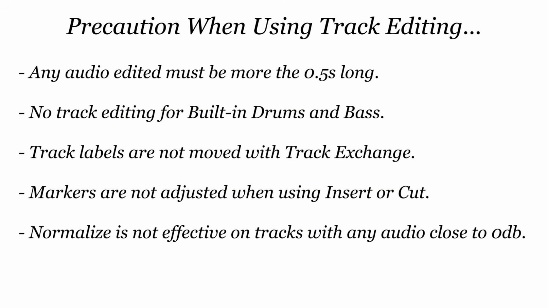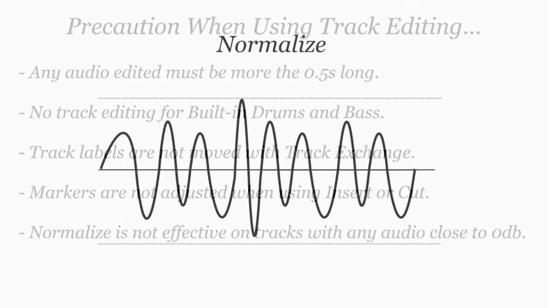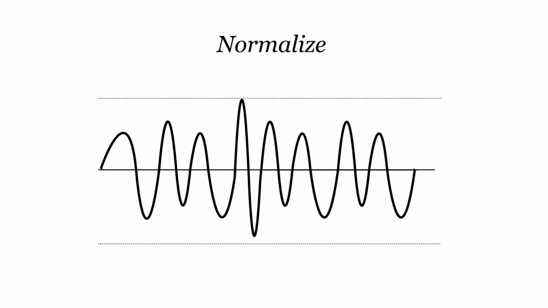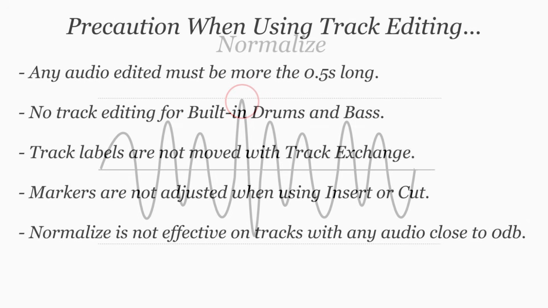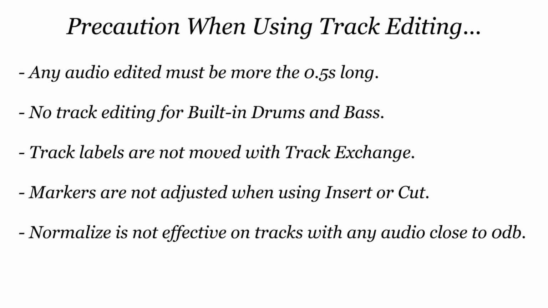For tracks that are mostly quiet, if they contain any section that is close to maximum volume, even for just a fraction of a second, then normalization will have little to no effect on the track. This is especially pronounced on drum tracks, and a compressor should be used instead of normalization in cases like this.